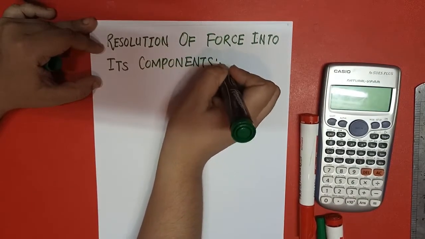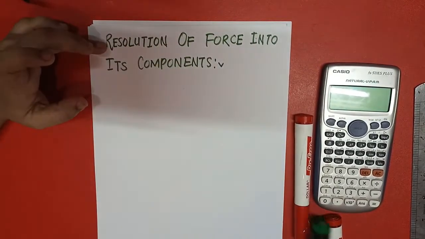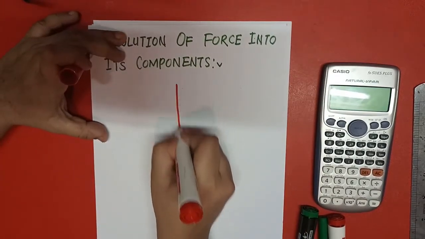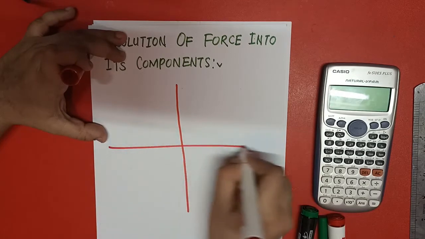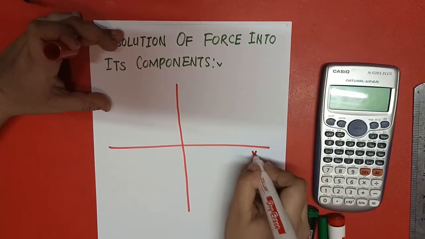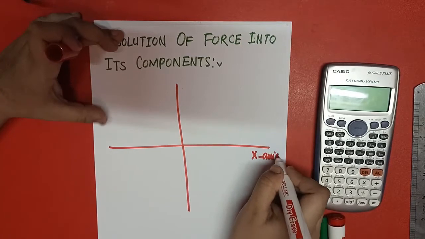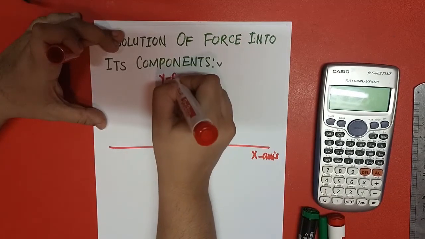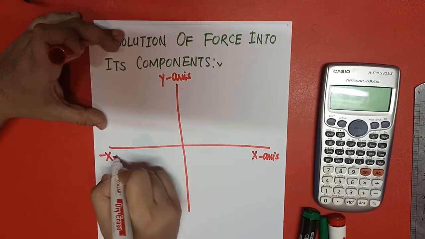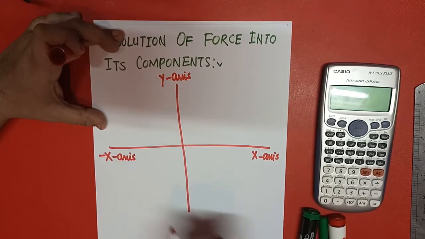How can we do that? First of all, I want to give you the basic concept of resolving the force into its components. For example, if I have x-axis and y-axis only, we are not going for the third axis, that is z-axis. It is only for the two axes. So how can we resolve the force into its components?